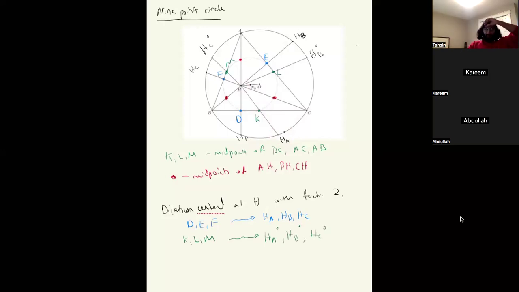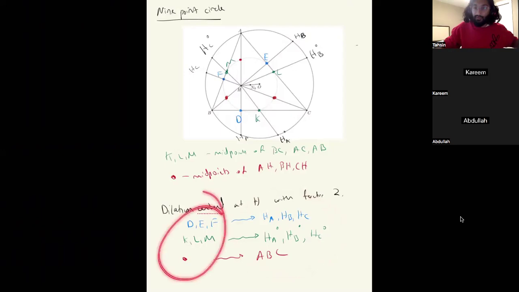So does that one make sense? Yes. And then the final one is kind of okay. Then the red points will become A, B, C, and that's just because they were the midpoints to begin with. And then these are all concyclic, right? The ones after the dilation, they're concyclic. They all lie on the circumcircle. So before the dilation they were also concyclic.